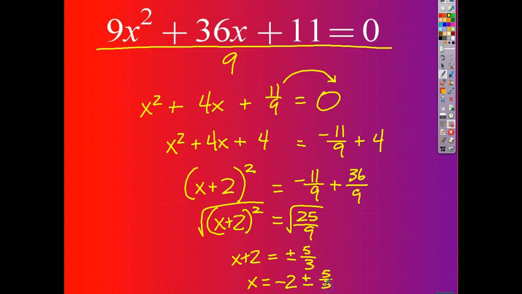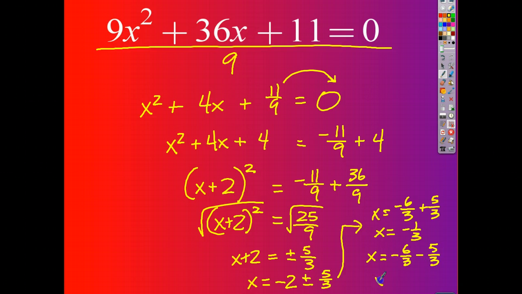Okay, and let's go ahead and let's simplify this. So we can say x is equal to, okay, so let's see, negative 2, I could say this is going to be negative 6 thirds plus 5 thirds, okay, which is going to be x is equal to negative 1 third. Or we can do x is equal to negative 6 thirds minus 5 thirds, which is going to be x is equal to negative 11 thirds. Okay, and what you see, I just took this. This is negative 2. This is the same as negative 2. I just made the denominators the same so I could add the numerators. Okay, so there you have it.